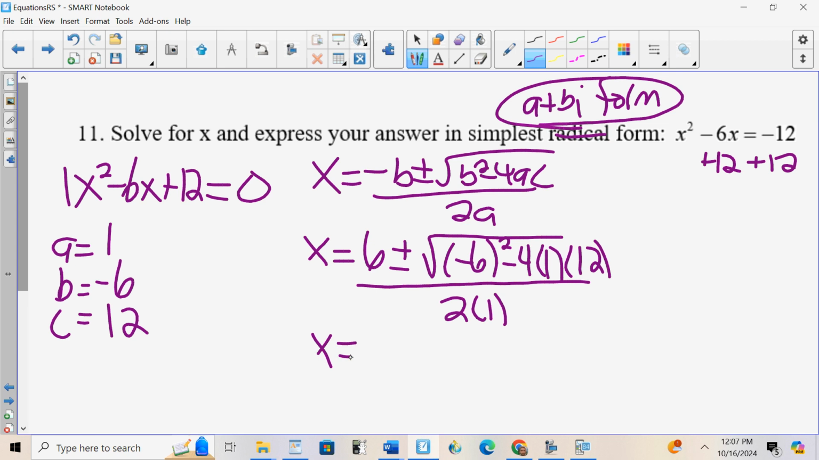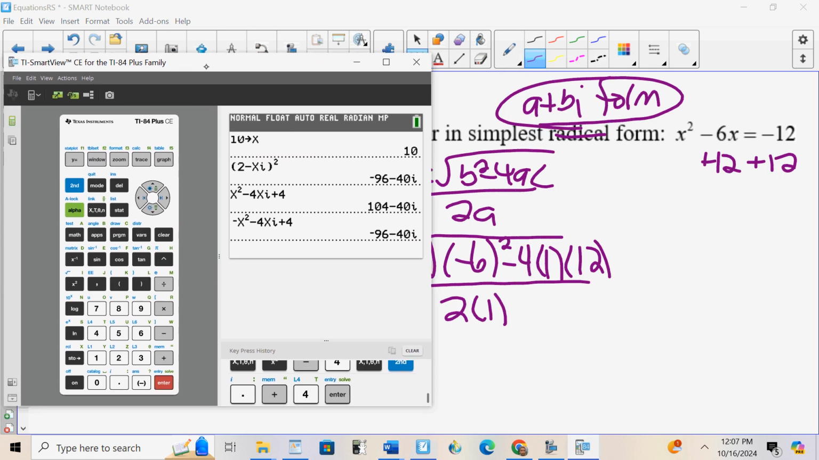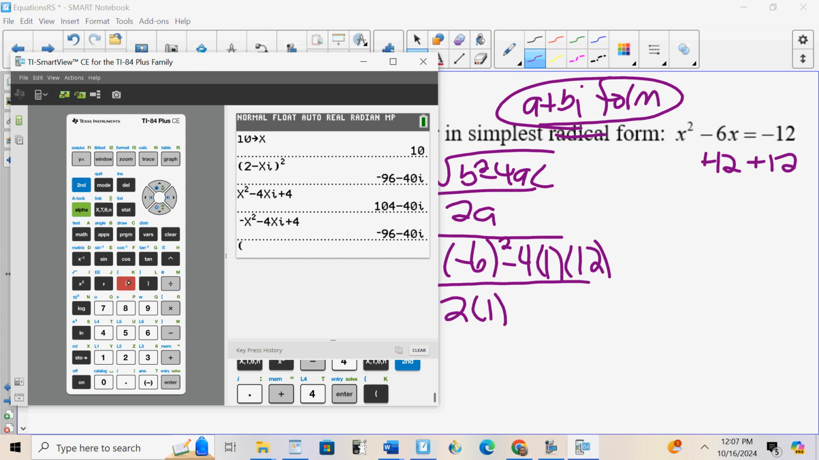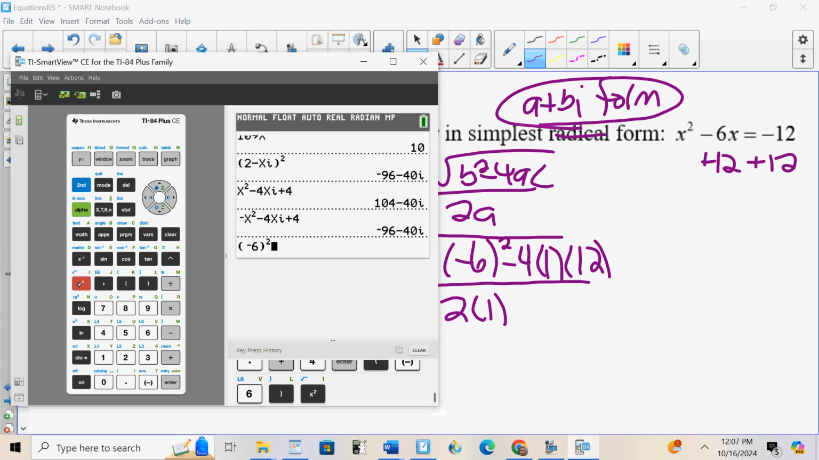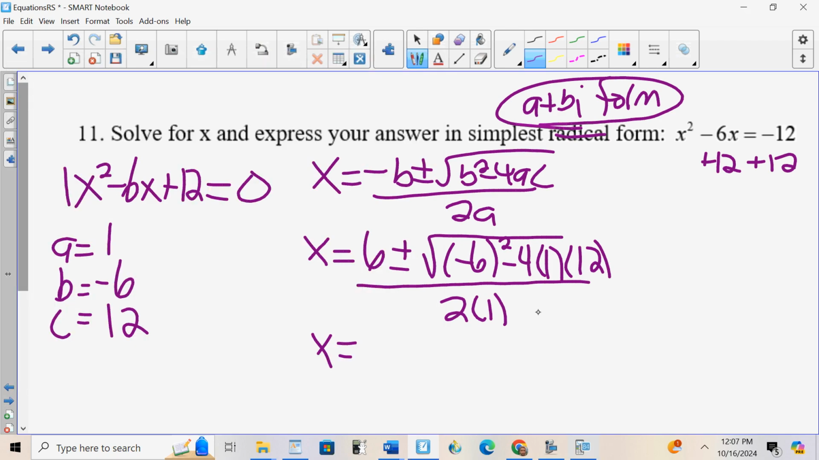Type what's inside the radical into the calculator. So I've got negative 6 squared minus 4 times 1 times 12, negative 12. So I rewrite this with radical negative 12, and 2 times 1 is 2. This is where students get messed up.